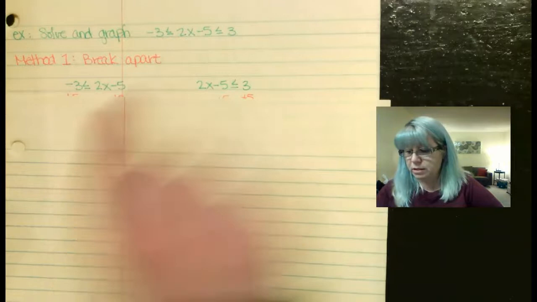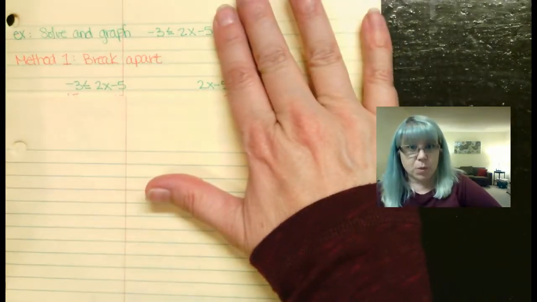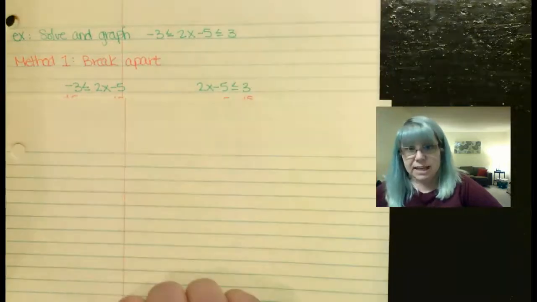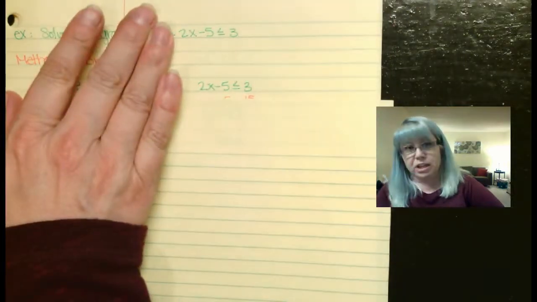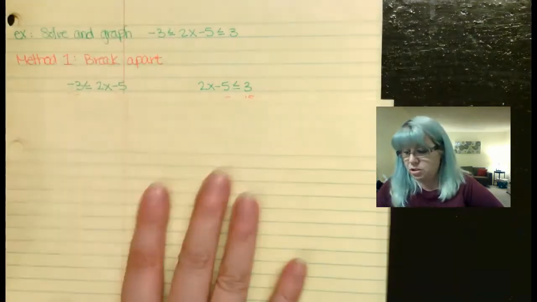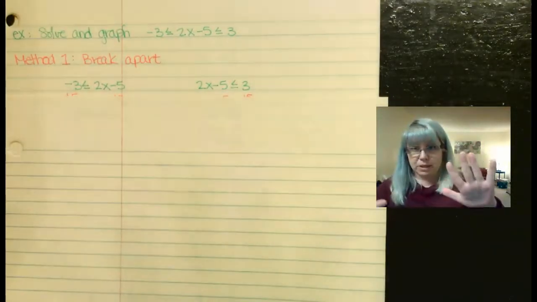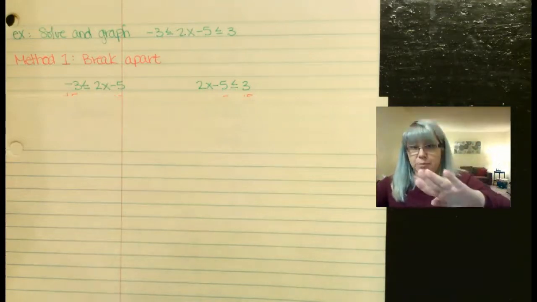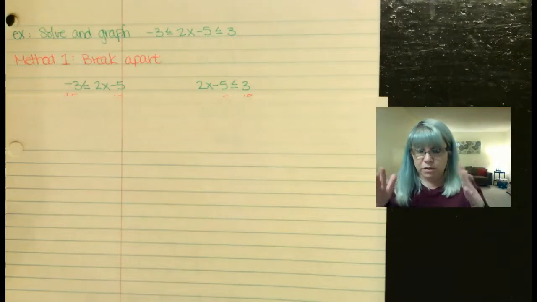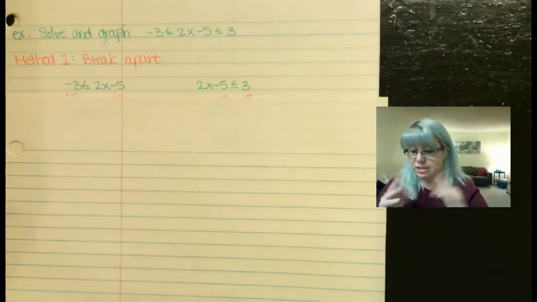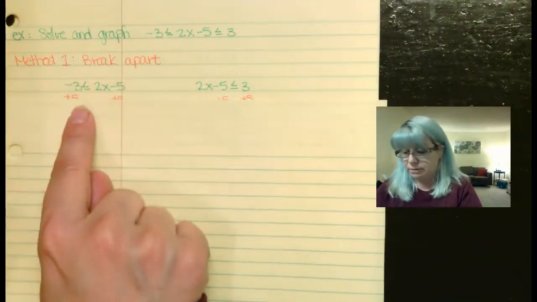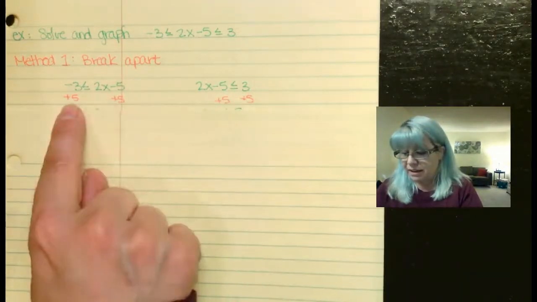We're going to break it apart into two equations. The first one will be -3 is less than or equal to 2x minus 5. And our second equation will be 2x minus 5 is less than or equal to 3. So you can literally write them separately, solve them separately, and then come up with your two solutions, if possible. If there are two solutions, then there'll be two solutions.